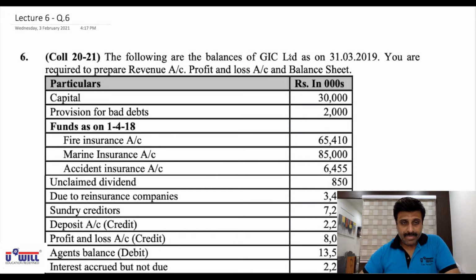Hello everyone, welcome to the last lecture of insurance company, lecture 6 and question number also 6. Now in this question we are going to make revenue account, profit and loss account as well as balance sheet. So let us first discuss what markings we will do for balance sheet, because for revenue account and P&L account we have already seen the markings.